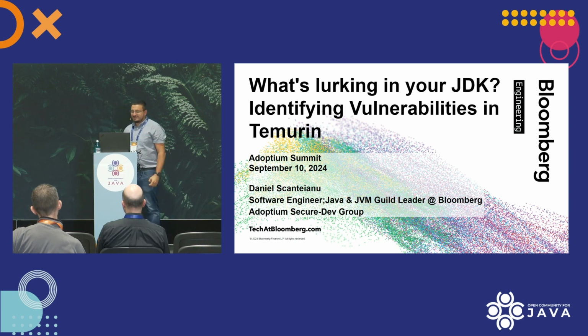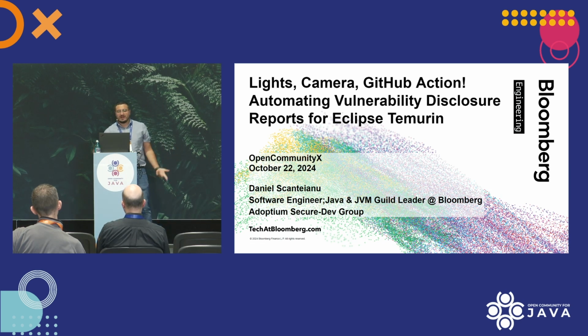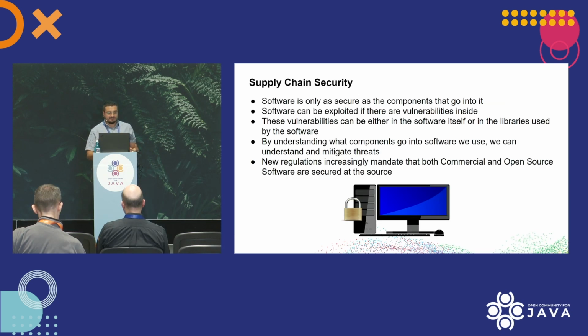And I'm going to present to you today what's lurking in your JDK, identifying vulnerabilities in Eclipse Temurin. If you're at the virtual Adoptium Summit, this is a longer version of that talk, where we're not only going to talk about what a vulnerability disclosure report is, but also what it contains and how we built it. So let's start with supply chain security.